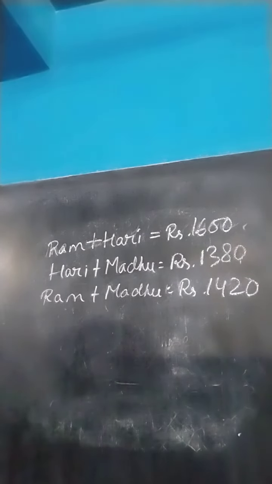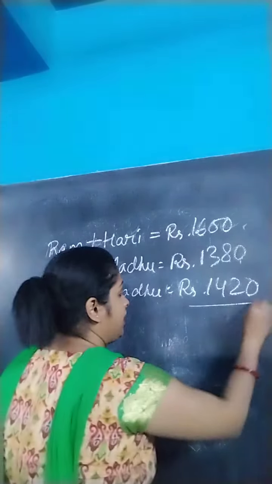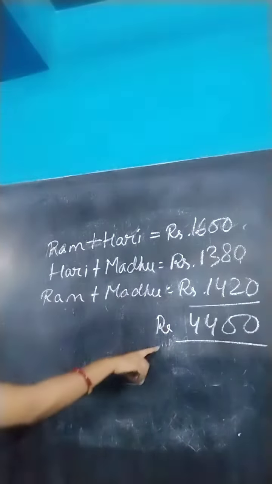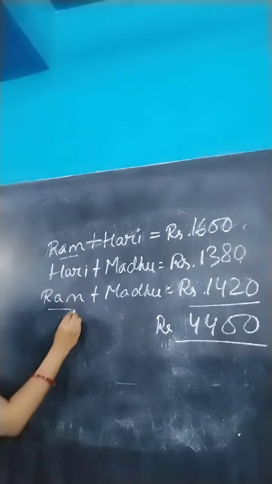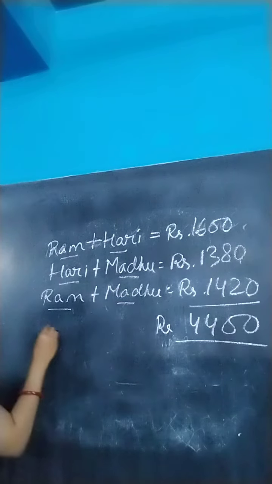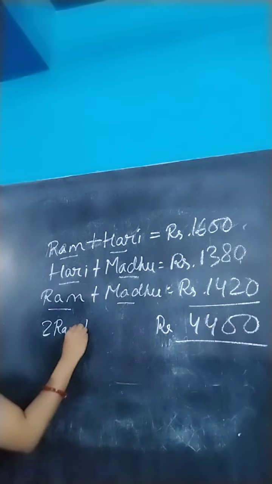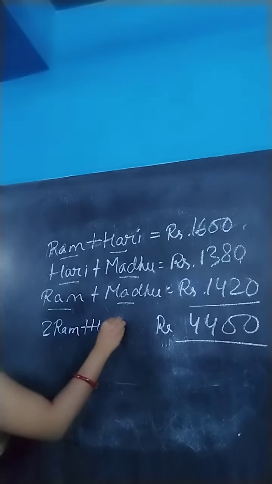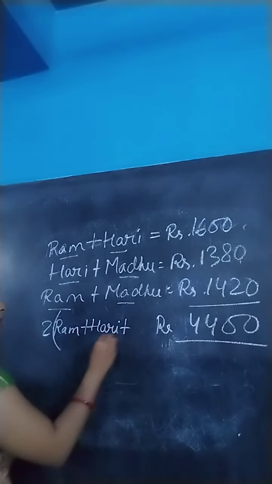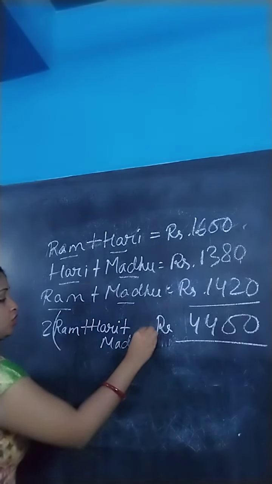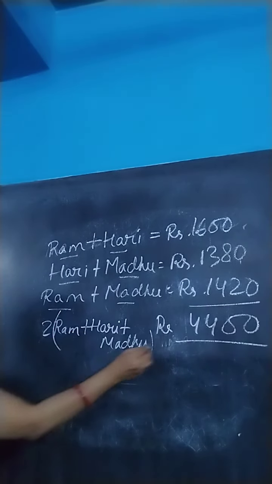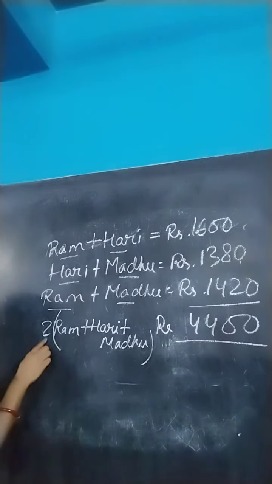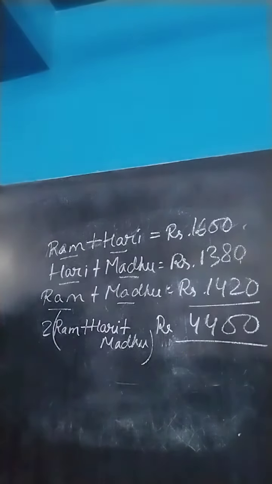So first we will do the total of these three and we are getting rupees 4400. But it is the total of what? There are 2 Ram, 2 Hari and 2 Madhu. So twice of Ram plus Hari plus Madhu. That means 2 Ram, 2 Hari and 2 Madhu sum is 4400.